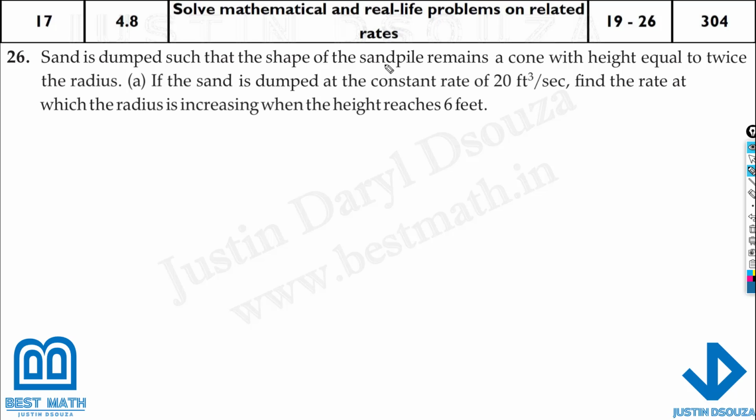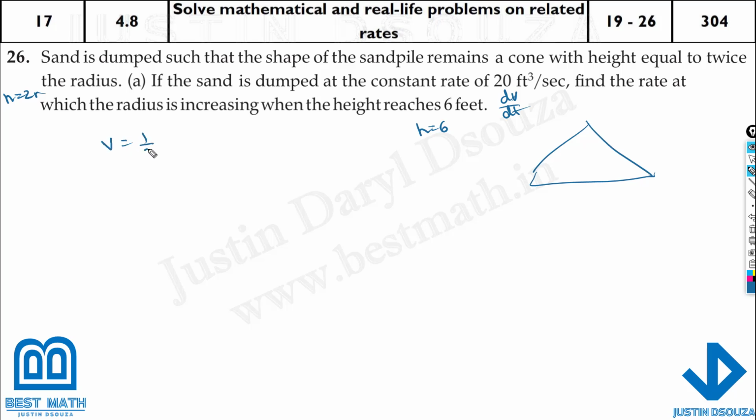Sand is dumped such that the shape of the sand pile remains a cone. Again, we have a cone shape. With the height equal to twice the radius. So here they have told h is equal to 2 times r. If the sand is dumped at a constant rate of 20 feet cubed per second, it's dv by dt. Find the rate at which the radius is increasing when the height reaches 6 feet. H is 6.